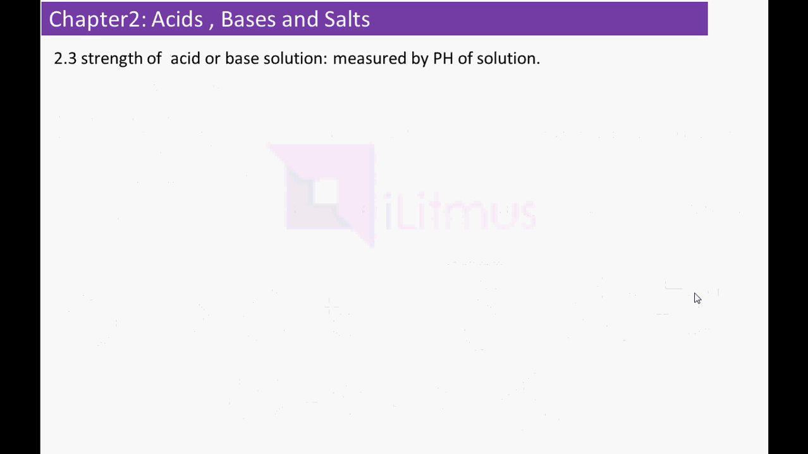How is the strength of an acid or base solution measured? pH is one of the criteria to measure acidic or basic solutions. pH is a function of the concentration of hydronium ions. We always take the concentration of H plus ions, not OH minus ions.